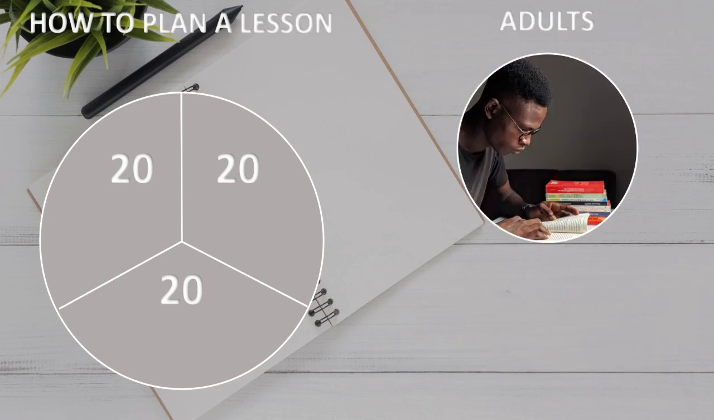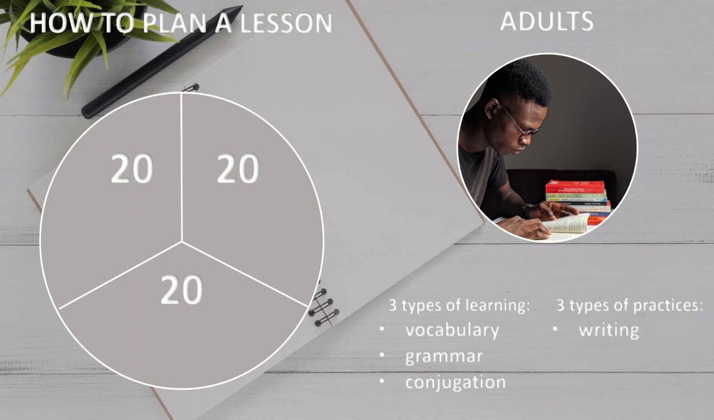Now looking at adults, you can divide your lesson into different types. So you've got 3 types of learning, which are the vocabulary, the grammar, or the conjugation of a language. You then have 3 types of practice. You can do written work, speaking, or listening. So the same thing, you're going to use that 20-20-20 rule.